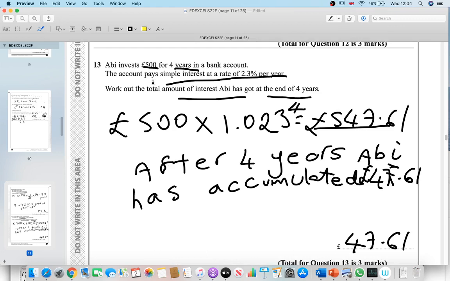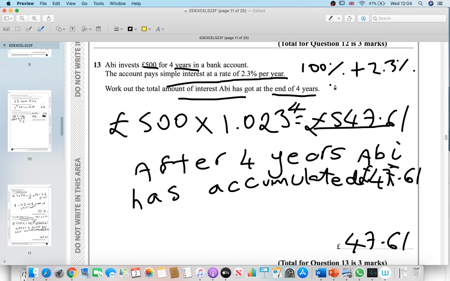Right, guys, next one. Question 13. Abby invests £500 for 4 years in a bank account. The account pays simple interest at the rate of 2.3% per year. Work out the total amount of interest Abby has got at the end of 4 years. So it's 500 times 1.023. Now, this has come from 100% plus 2.3%, which is 102.3%, which is equivalent to 1.023 as a decimal, guys.